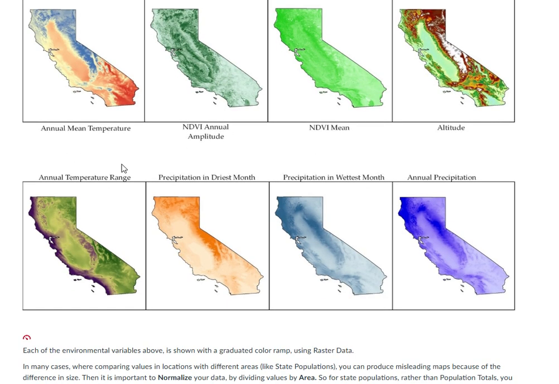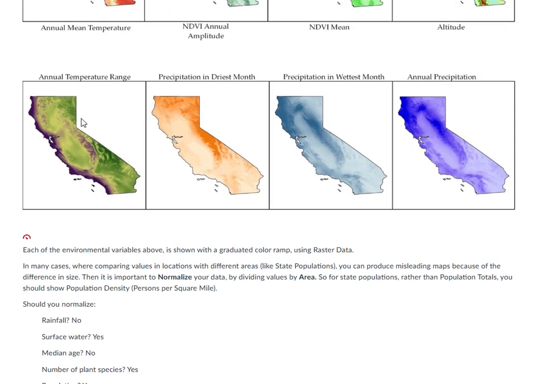Annual temperature range. So these first two were good examples of representative colors. Dark green, you could intuit that dark green is more plants and that light green is less plants. You can intuit that dark red is hotter, dark blue is colder. Annual temperature range, this is graduated color, but it is not representative colors.